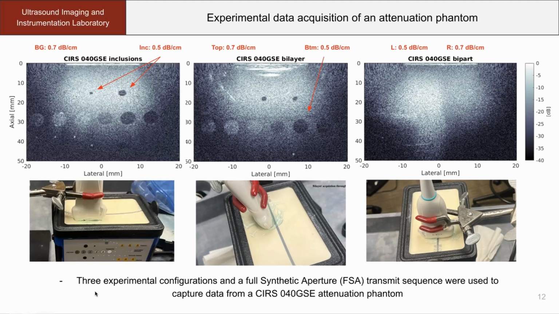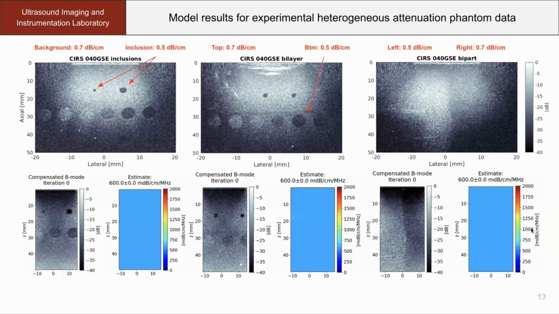So in total, we used 3 experimental configurations and a full synthetic aperture FSA transmit sequence was used to capture data from a CIRS 040GSC attenuation phantom. We did this using a Verasonics L12-3V transducer and a Verasonics Vantage 256 system. Here are model results for experimental heterogeneous attenuation phantom data.